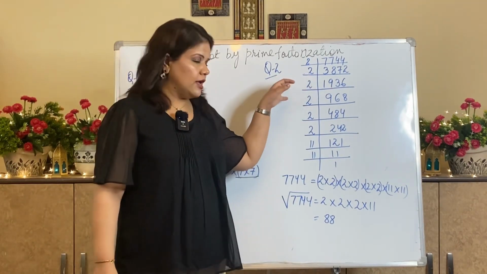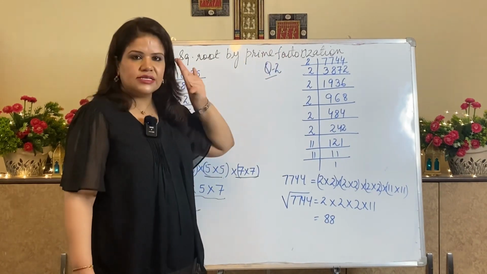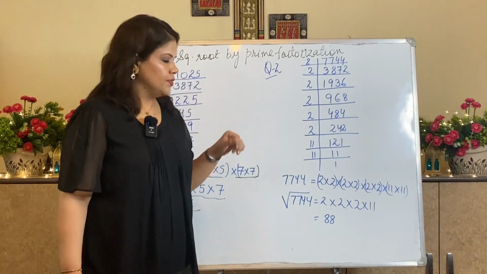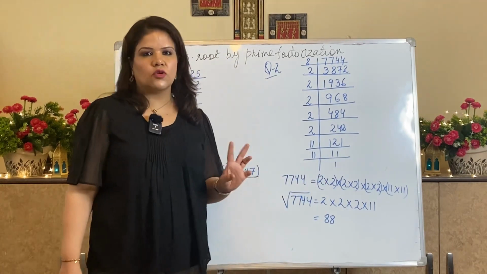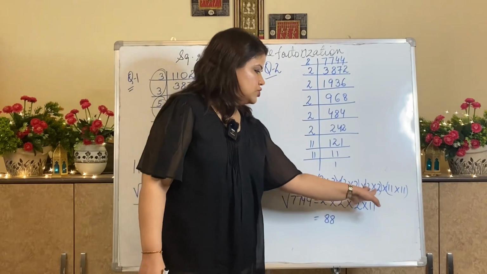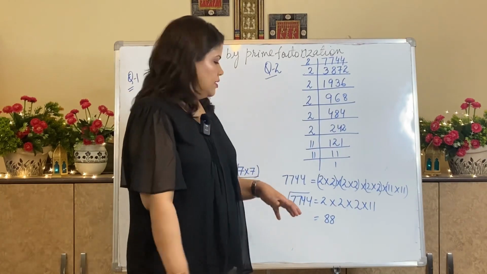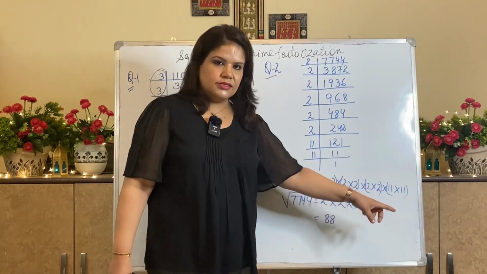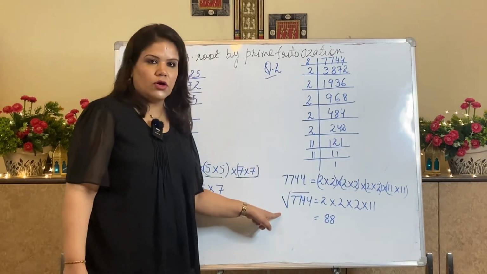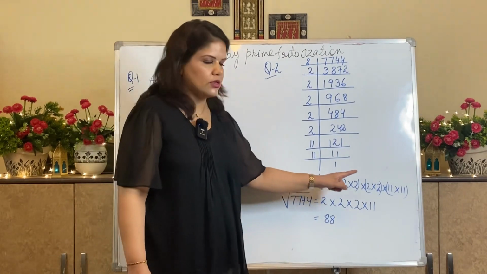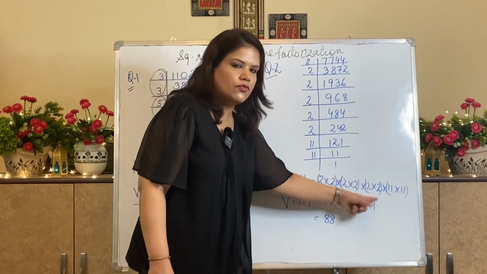Now for the second example, again I have done the prime factorization. I have got 2 six times and 11 two times. I will write the factors in pairs in which the factors are equal. These two are equal, these two are equal, these two are equal, and these two are equal. I have written them in pairs and they are multiplying. Now after writing like this, I will withdraw only one factor out of each pair to find the square root of the number. These were the factors of 7744, but I need to find the square root of this number, so I will withdraw one factor out of each pair.